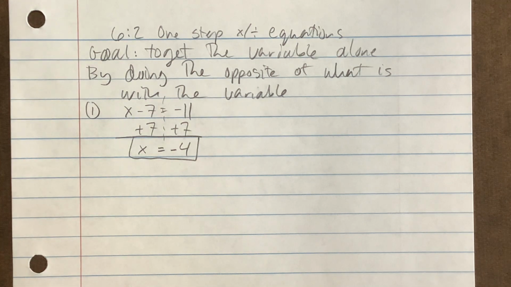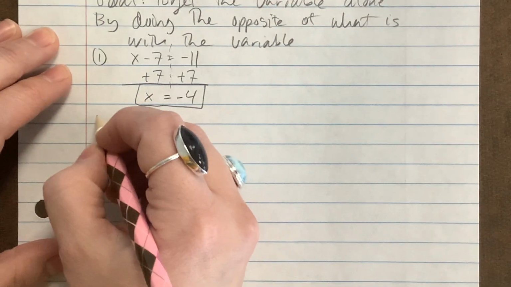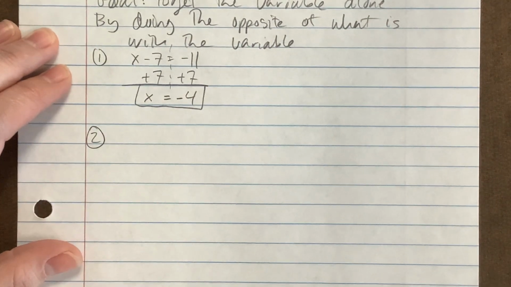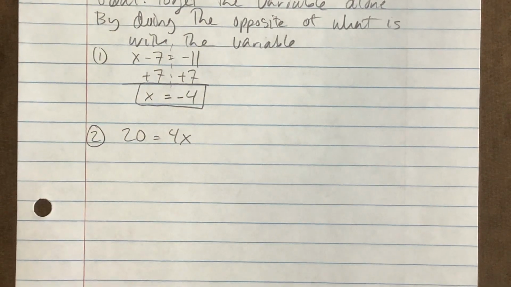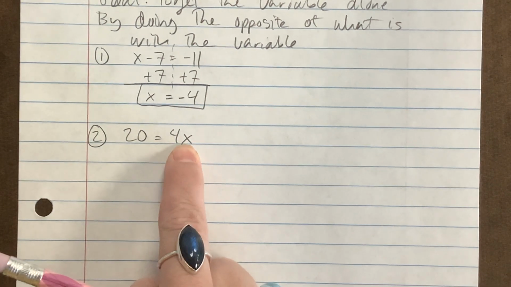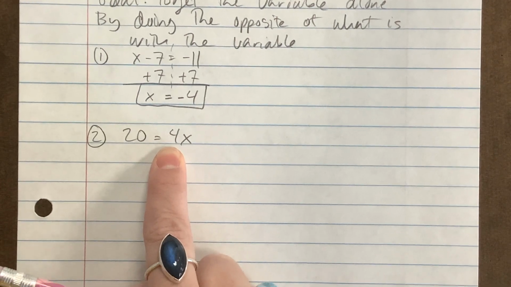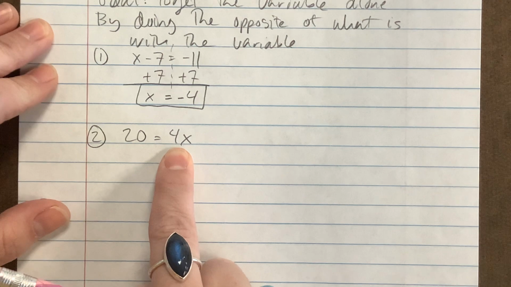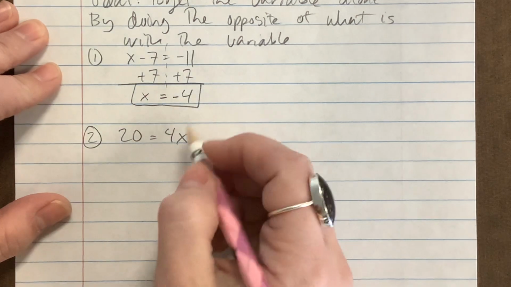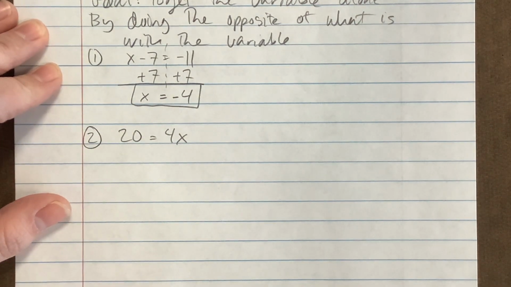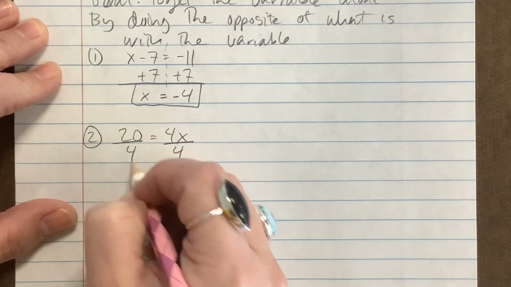Today we're going to do multiplication and division problems. What that looks like is something like this: we could have 20 equals 4x. When you have a variable right next to a number, which we can call the coefficient, it means multiplying. So to undo multiplication, we use division. And in algebra, we write division as fractions. So we're going to divide by 4 and divide by 4.